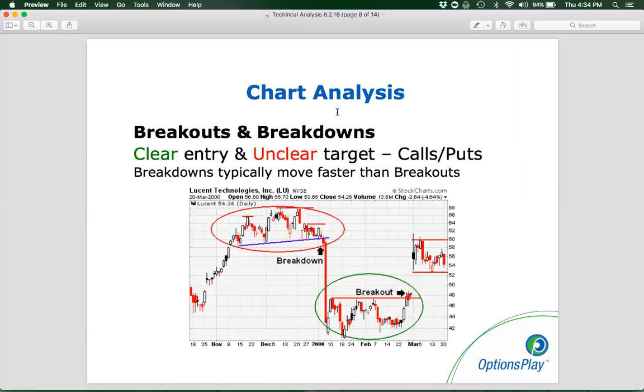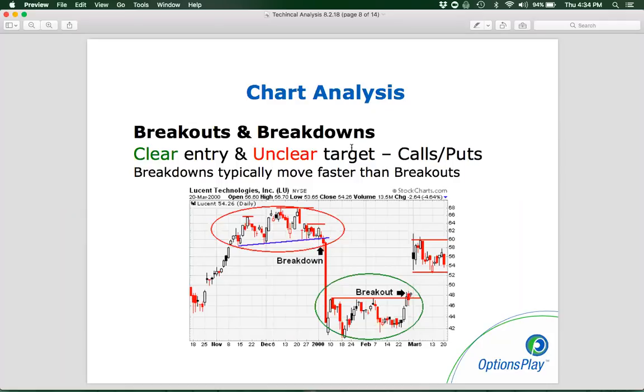Now, the key thing about breakouts, and here's an example of a breakdown, where the stock traded within a range for a period of time between around $60 and $68. This was a bit of a head and shoulders pattern, but we're not going to get into that in one second. I'll come back to that in a little bit. And as you can see, the stock broke down and moved very severely lower very, very quickly. Same thing on the breakout. It traded within a small range between 42 and 48, and then finally broke out and gapped higher.